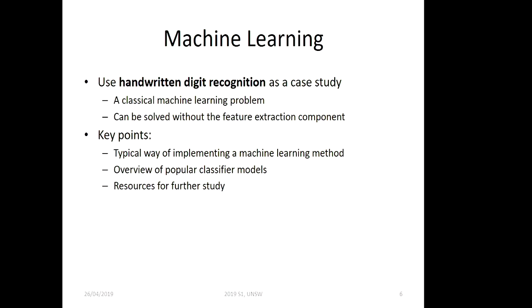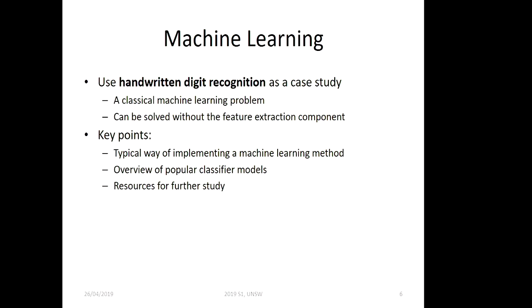So I will use handwritten digit recognition as a case study here because handwritten digit recognition is essentially the simplest problem in computer vision. And it's also a very classical problem that has been done for 30 years. And many technologies have been developed based on handwritten digit recognition. Even the first deep learning approach was developed for handwritten digit recognition. So it's a very good entry point for you to understand both machine learning and computer vision.